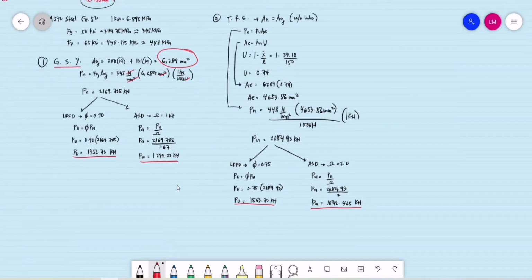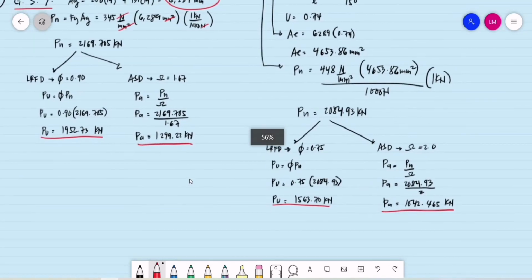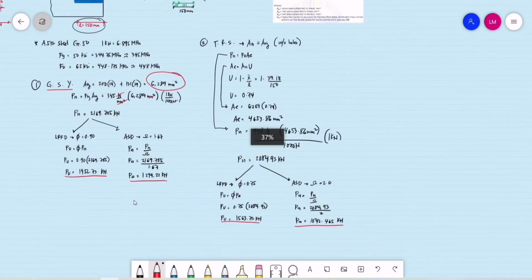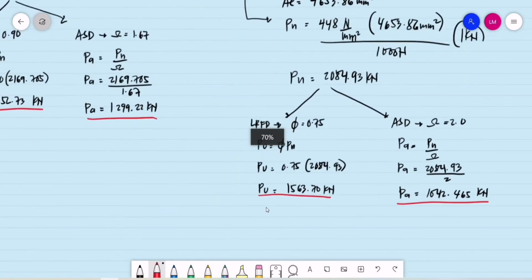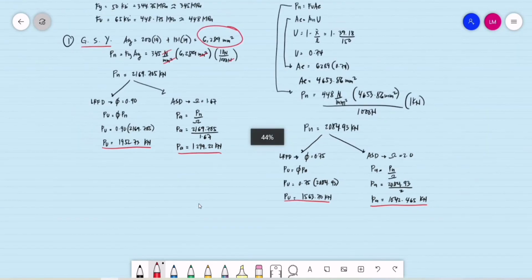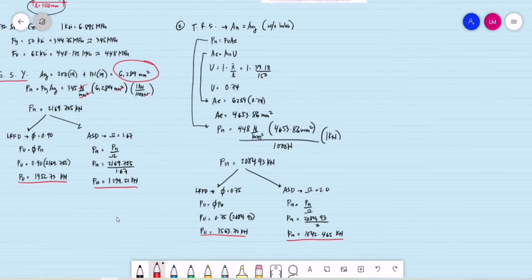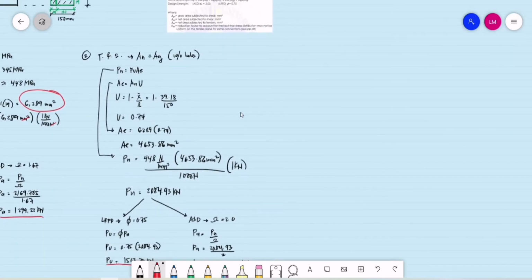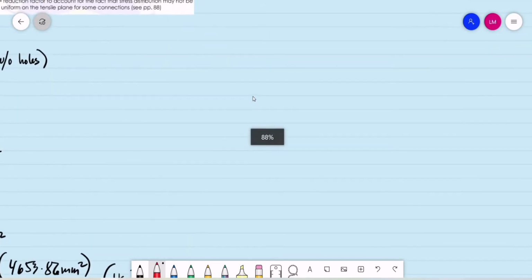TRS. Then if you compare these to the values under GSY, or gross section yielding, we can tell that the values under TRS are safer, or they are the design values compared to GSY, if we just compare these two. Okay, then we proceed to the third consideration, that is the block shear.